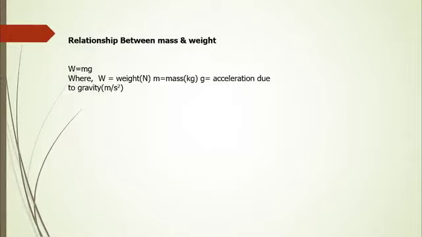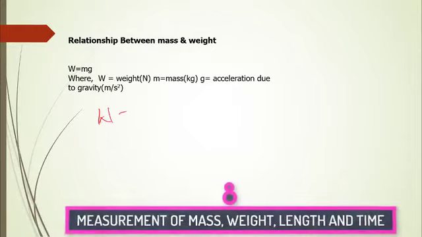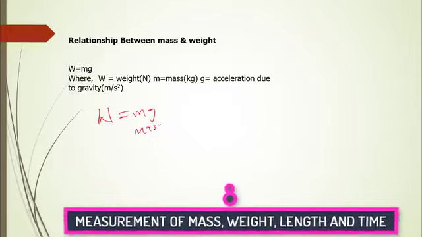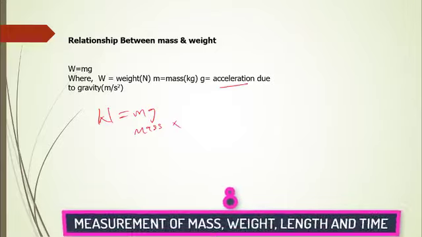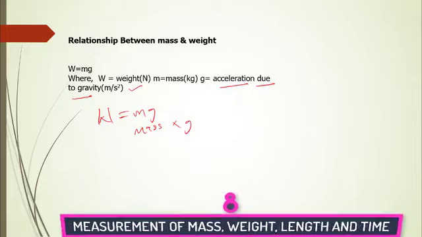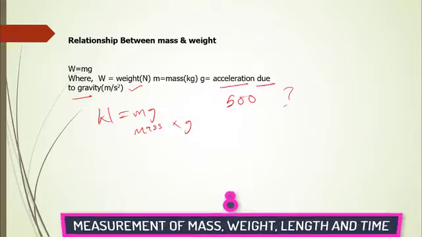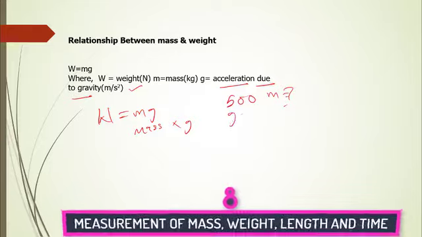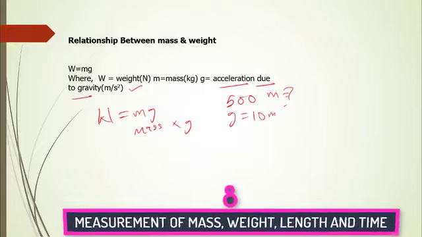Now, the relationship between mass and weight is gotten from W equal to mg. In other words, weight is equal to mass times acceleration due to gravity, which is measured in meter per second squared. So let's say my weight is 500 newtons. What is my mass? Of course, we know g is given as 10 meters per second squared.